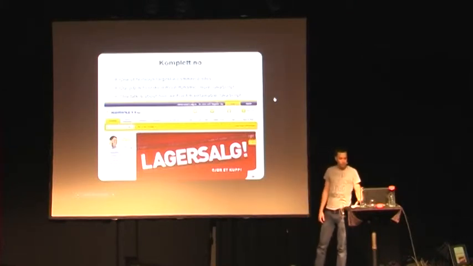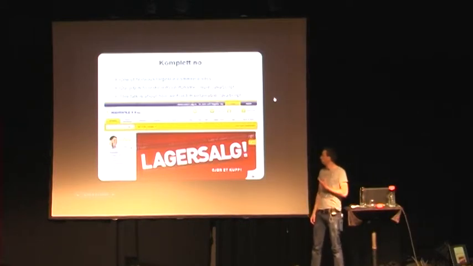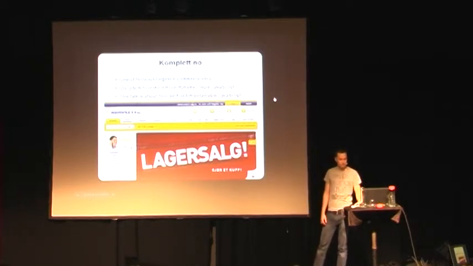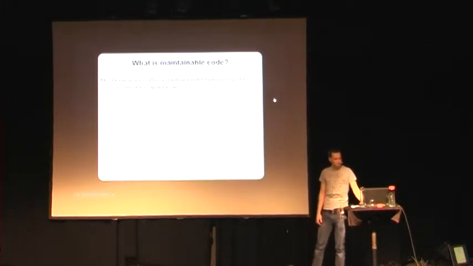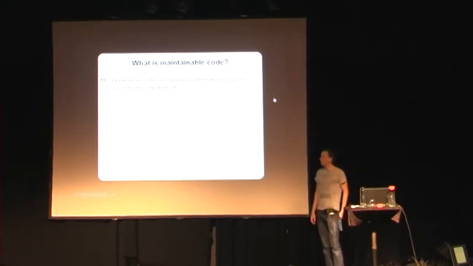Now, when we've been doing that, we've been trying to make an application which is maintainable. So that's what I want to talk about today. How we built the applications at Komplett and how I think JavaScript applications should be built. So the question we have to start with is, what is maintainable code?